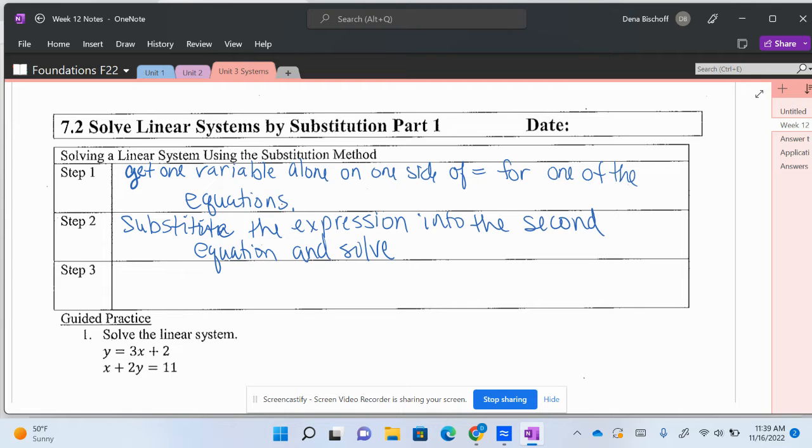Okay, so let's say that we got y all by itself, like this first equation right here. Y is already all by itself. So what I would do is on the second equation, I would take this expression right here and substitute it in for the value of y. So that's what I'm going to do. And then I would solve. Lastly, you use the solution from step 2 to find the other variable.